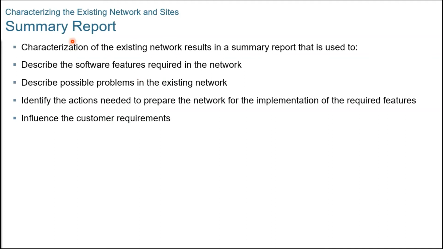Summary report. The result of the network characterization is a summary report that describes the network health. The customer input, network audit, and traffic analysis should provide enough information to identify possible problems in the existing network. The collected information must be collated into a concise summary report that identifies the following: features required in the network, possible drawbacks of and problems in the existing network, and actions needed to support the new network's requirements and features.